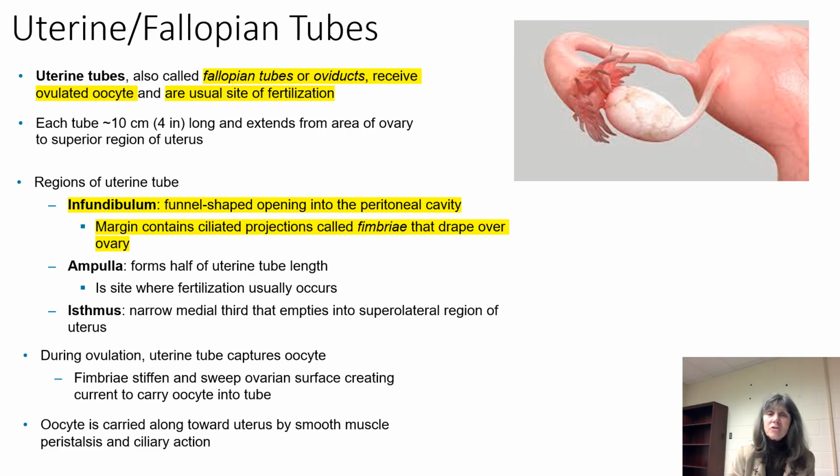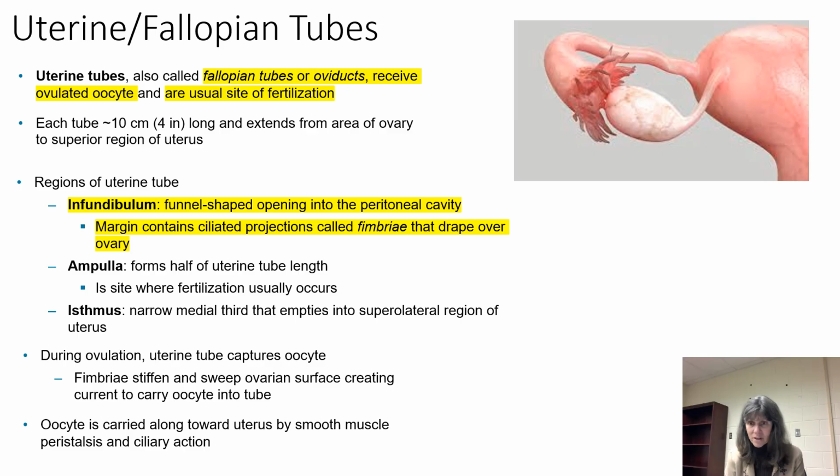Another word for fallopian tube is oviduct. Those uterine tubes, fallopian tubes, or oviducts are going to receive the ovulated oocyte, and they're the usual site of fertilization. Fertilization usually does not occur in the uterus. It can, but it usually occurs in the fallopian tubes.